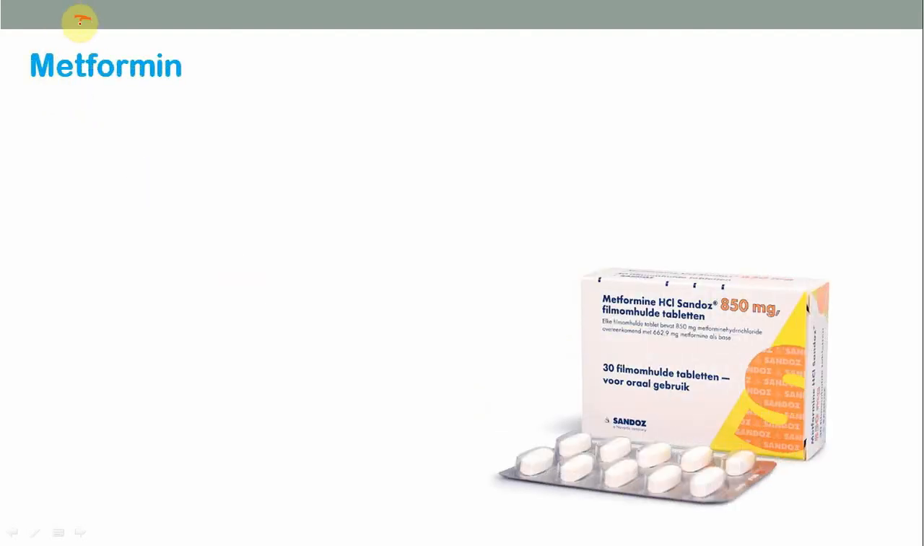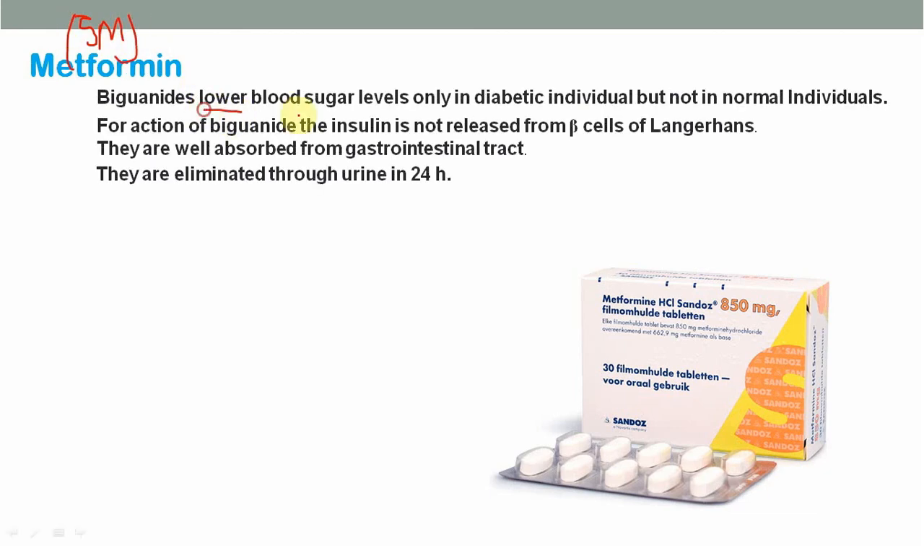Sometimes a short note comes on metformin. They are the biguanides. They lower the blood glucose level only in diabetic individuals but not in normal individuals. That's why they are also called normoglycemic rather than hypoglycemic. Biguanides do not act on the beta cells to secrete insulin. Their mechanism of action is not clearly known but appears to be mediated by activation of AMP dependent protein kinase.